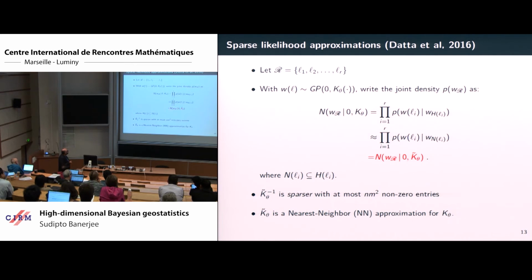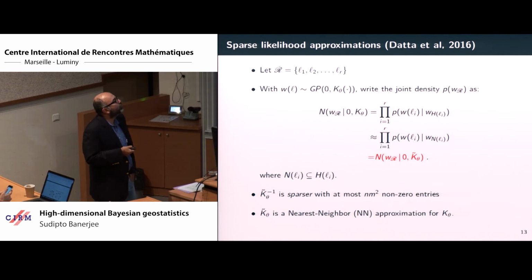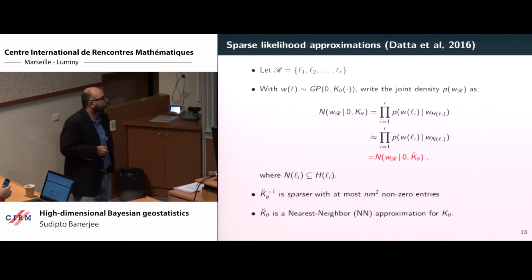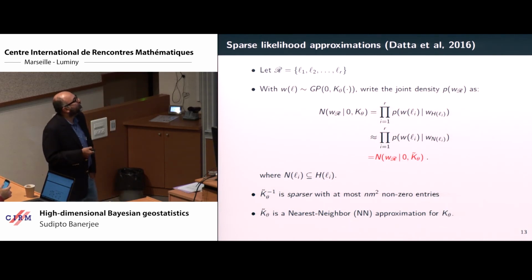The nice thing, though, is that this K tilde theta is, in fact, available in closed form, well, up to the covariance function, but its inverse is sparse. The structure, again, is available in closed form up to the covariance function, with only at most n m squared non-zero entries. And I'll call this K tilde theta, therefore, a nearest neighbor approximation for K theta.